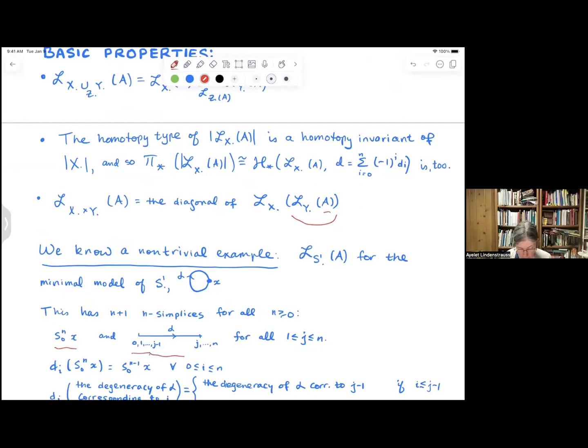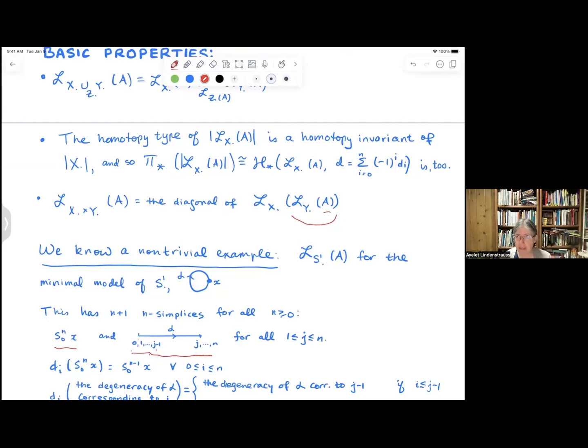And I'm going to order them. I'm going to call the degeneracy over the zero simplex the zeroth n simplex. And then these others, I'm going to label 1 through n, where the one I label j sends vertices 0, 1 up to j minus 1 of the n simplex to the beginning of the non-degenerate one simplex, and vertices j through n to the end of the non-degenerate one simplex.